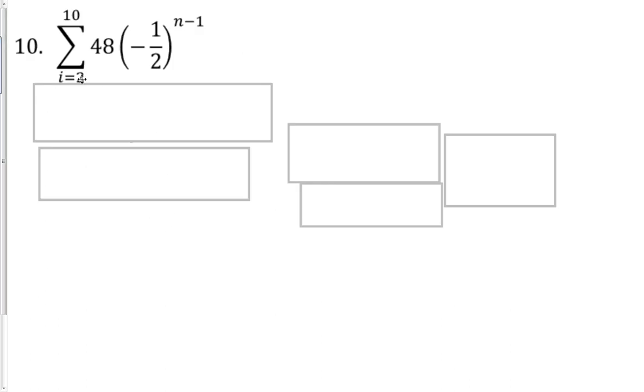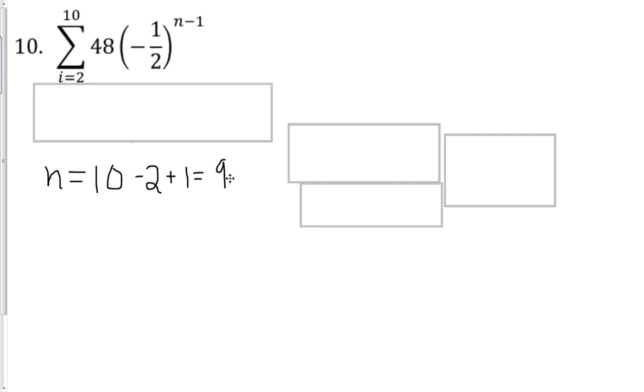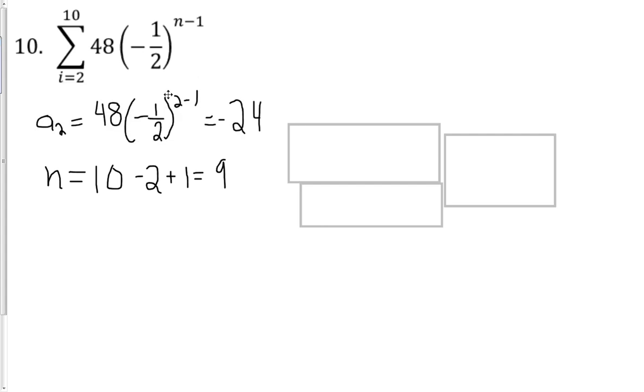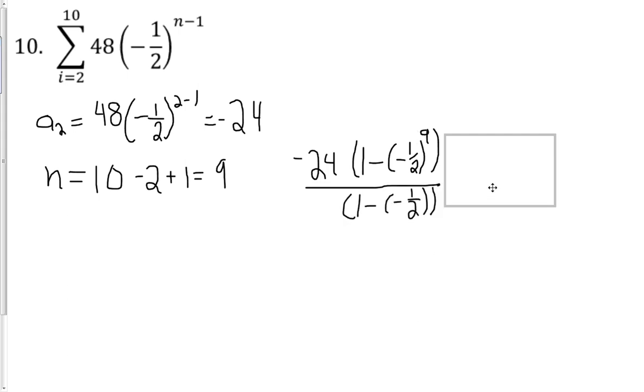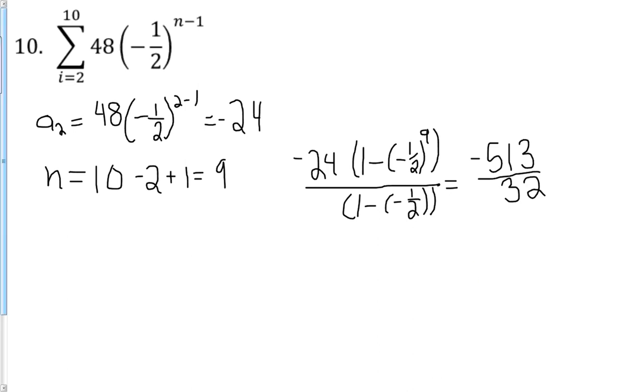For the next one, we've got terms 2 to 10, so 10 minus 2 plus 1 is going to give us 9 terms. And we want to find the second term, right? Plug in 2. So 48 times negative half to the 2 minus 1, or to the 1, and negative half of 48 is minus 24. Plugging in, negative 24 times 1 minus, there is a negative half, the 9th power goes outside, all over 1 minus negative half gives us negative 513/32.